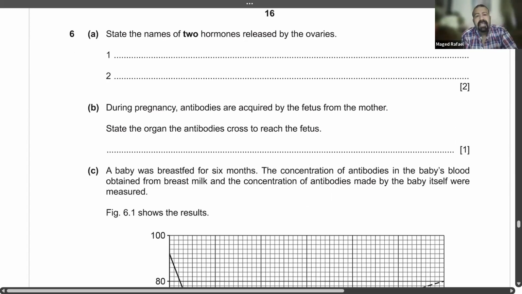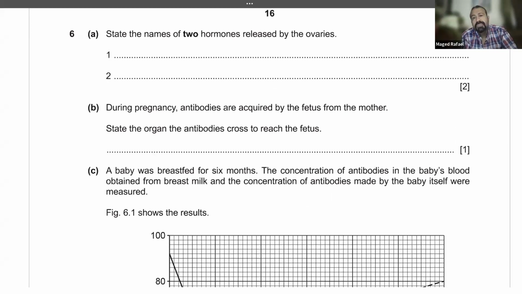State the names of 2 hormones released by the ovaries. Wasn't one of them estrogen and the other one was, I'm not sure about the other one though. Estrogen and progesterone.